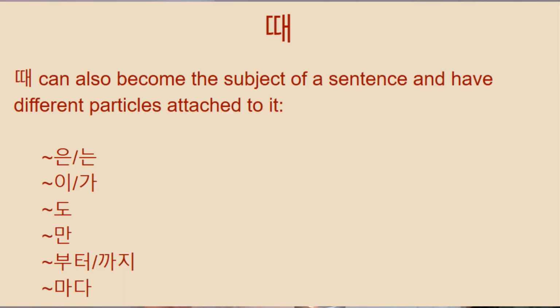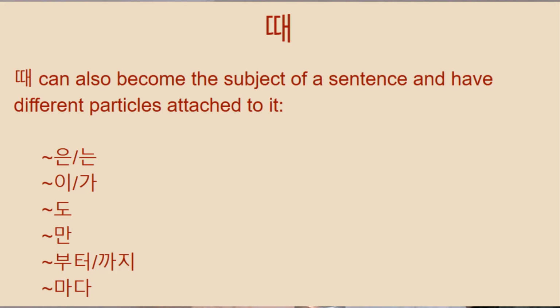That's that. So what I want to talk about more here is that 때 can also be the subject of the sentence, and it can also have a lot of different particles attached to it, which is very important, I believe, because people don't usually add grammar on grammar, right? But in Korean, that's actually what happens quite often. So you can attach things like 는, 이가, you can also attach 도, 만, 부터, 까지, of course, or 마다. So now we will take a look at some examples with that.